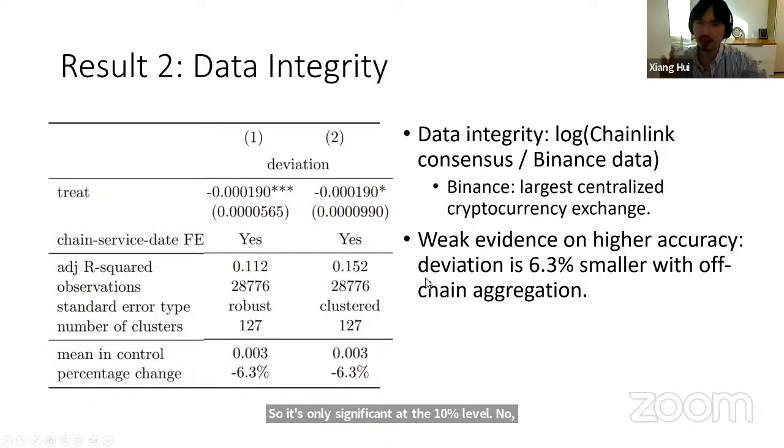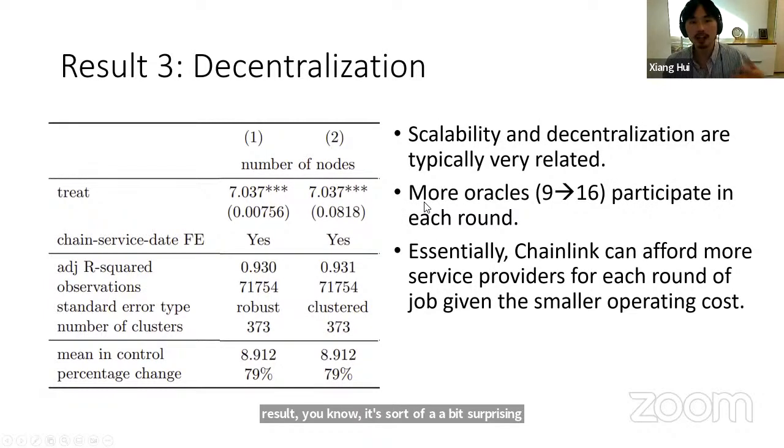Now, this result is a bit surprising. And as I was talking about, this actually comes from the increased participation. So I'll get to that in a slide. But first, if we look at the number of participating nodes, then we see that there's an increase in the treatment system compared to the control system, and that's about a 79% increase, right? So essentially what happened was that Chainlink can afford to pay more service providers for each round of the job, given there's a smaller operating cost.